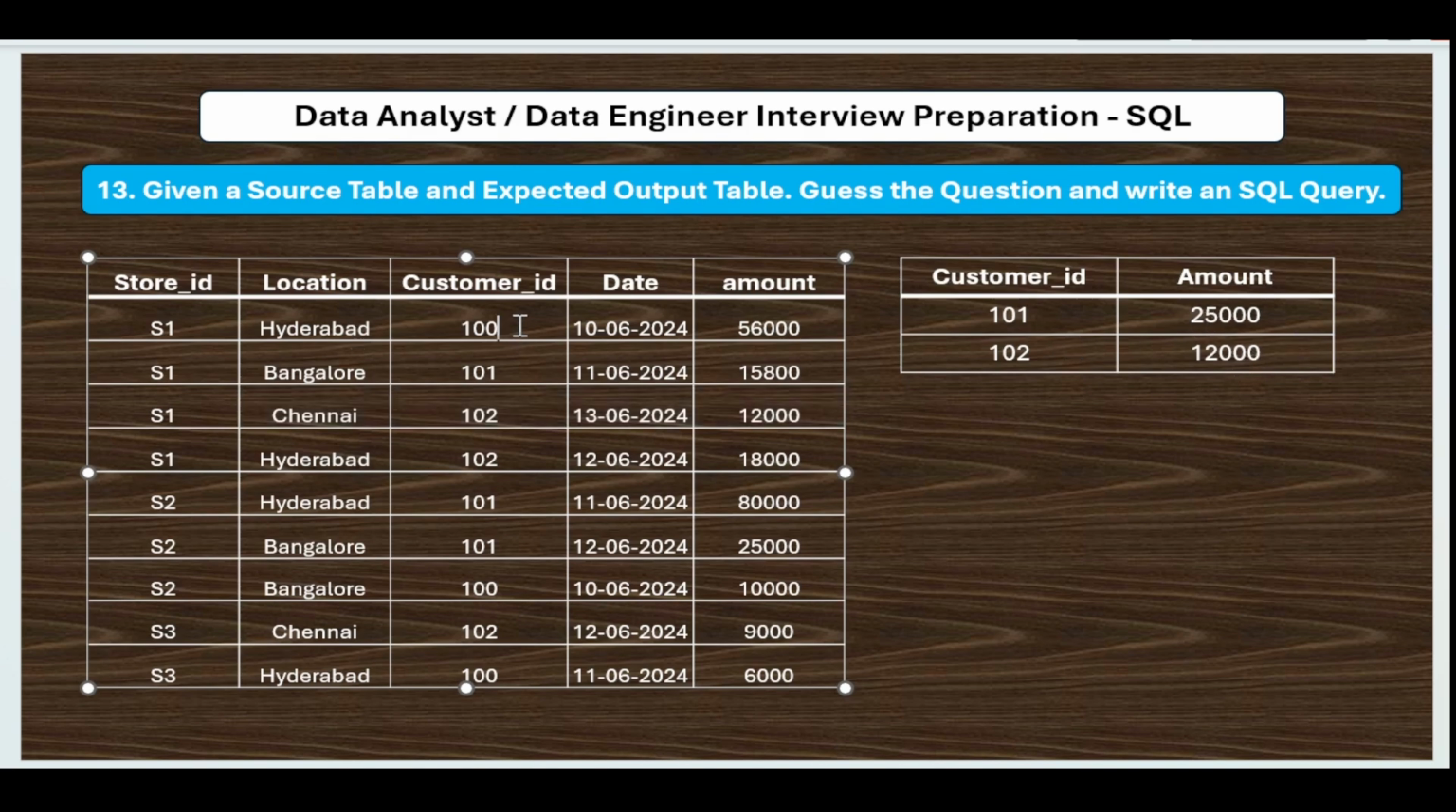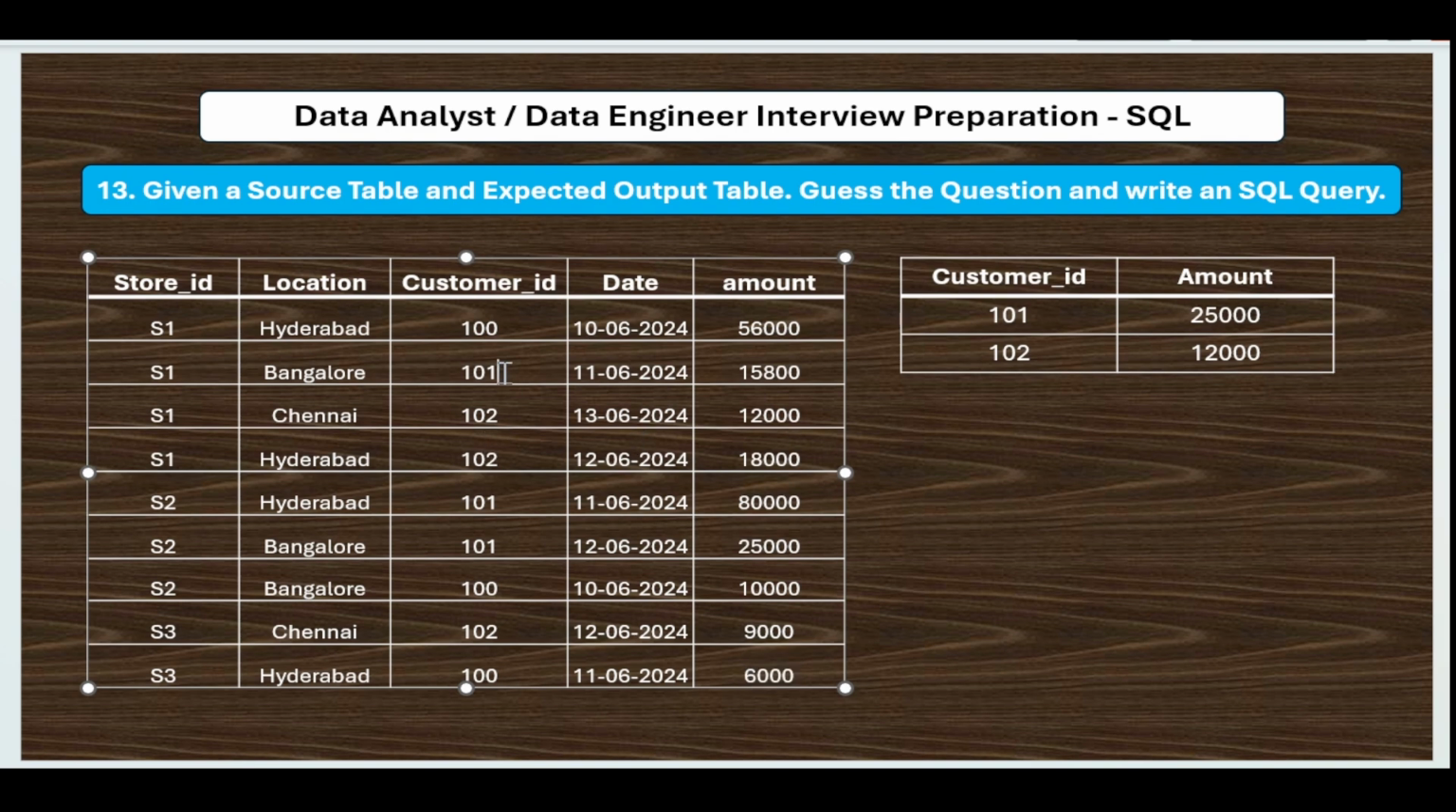Now if you check with 100 also: in Hyderabad and in Bangalore on the same date, the next date he comes again to Hyderabad. So this Hyderabad is the second purchase for 100, so it should be 6,000, right? But it is not in the output. So there should be one condition. Let's check what the condition is.